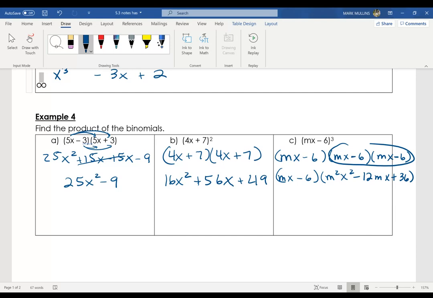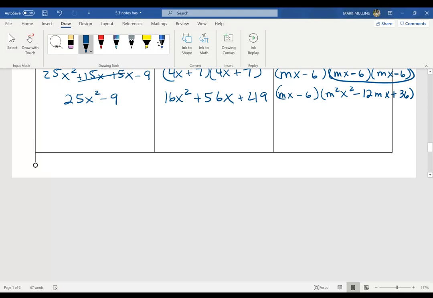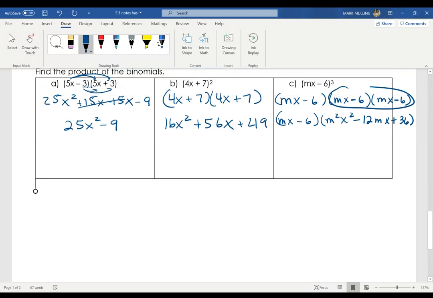So I still need to go through, though, and distribute by one more factor of mx minus 6. So I think I'm probably going to use the vertical format for this. So mx times m squared x squared would be m cubed x cubed. And then I multiply mx times the 12mx, so that will make it a minus 12 m squared x squared. And then mx times the 36, so plus 36mx. Now I'm going to go through and distribute the 6. So negative 6 times m squared x squared. So negative 6 m squared x squared.